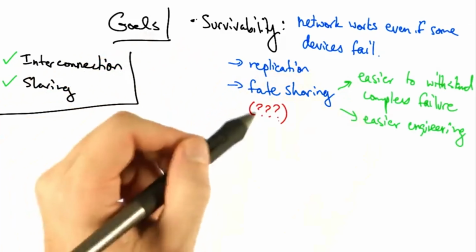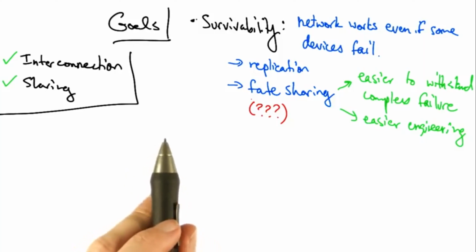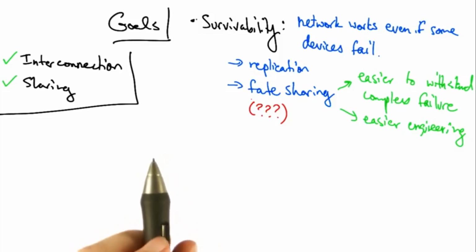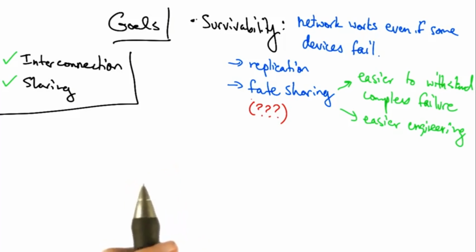Now, it's worth asking whether the current Internet still satisfies the principle of fate sharing. In a subsequent lesson, we'll talk about network address translation and how it violates the notion of fate sharing. There are other examples where the current Internet's design violates fate sharing, and it's worth thinking about those.